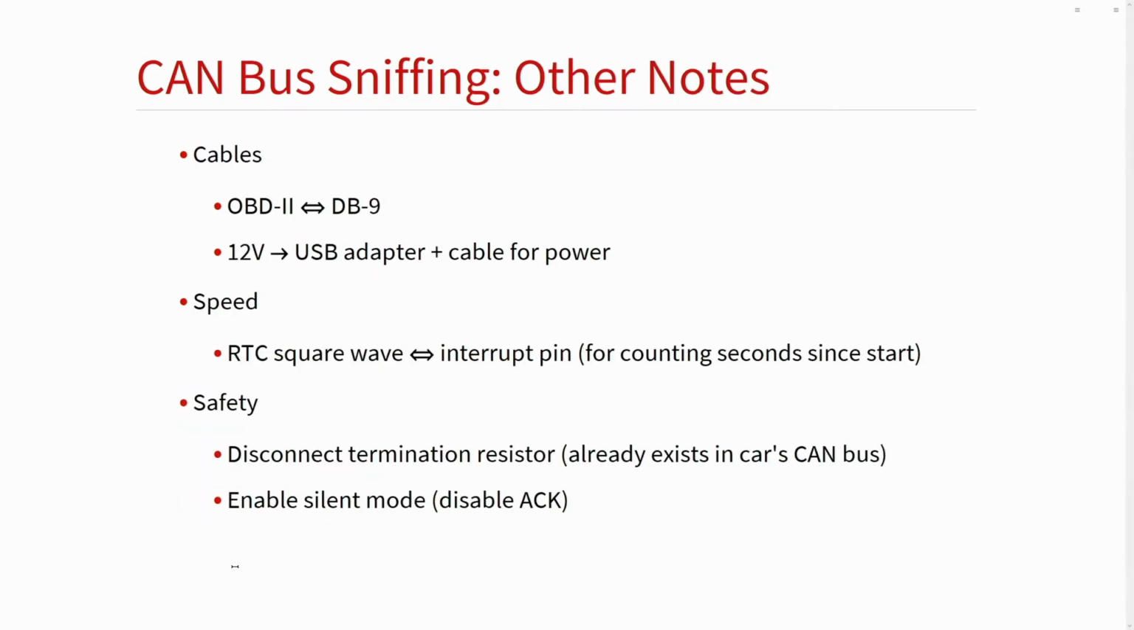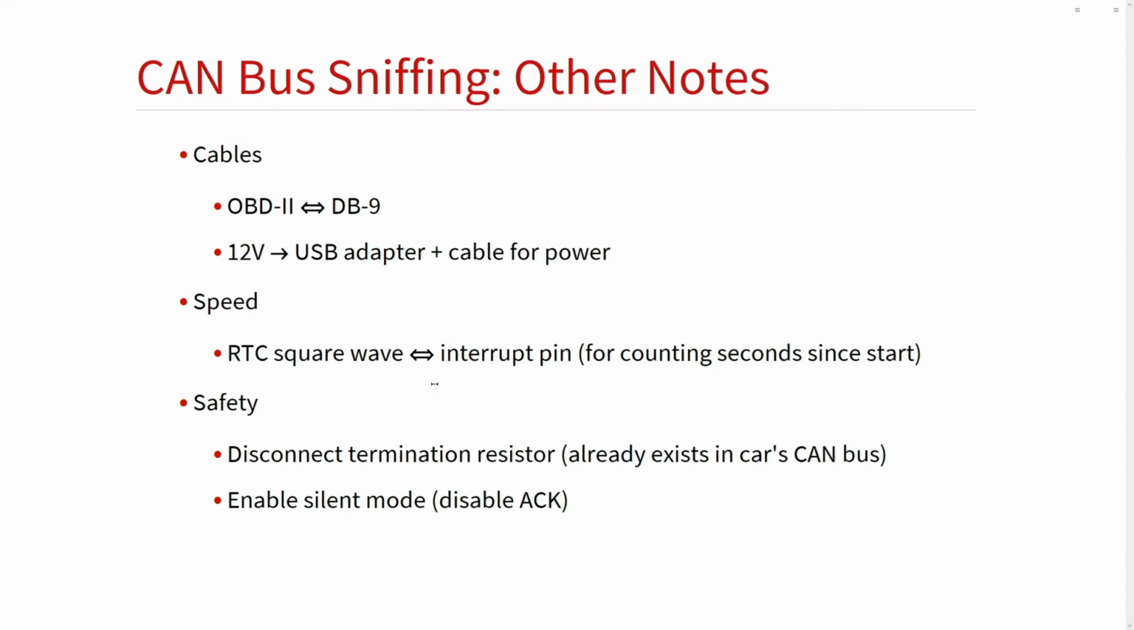Some other notes with this too. You're going to need some cables, obviously a connection from the OBD2 port to the DB9 that's on the actual CAN shield itself. You'll need some power to it, and for speed reasons, I've attached a wire from the square wave on the RTC into an interrupt, so I can just count the number of seconds since it started up. It's much smaller and faster that way, as we'll see in a minute.